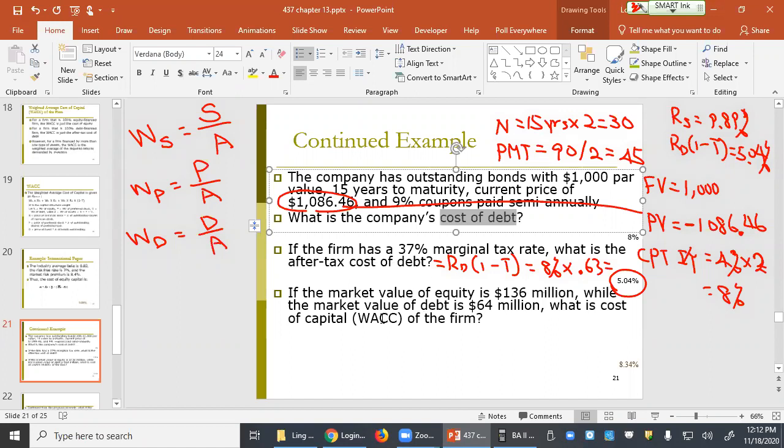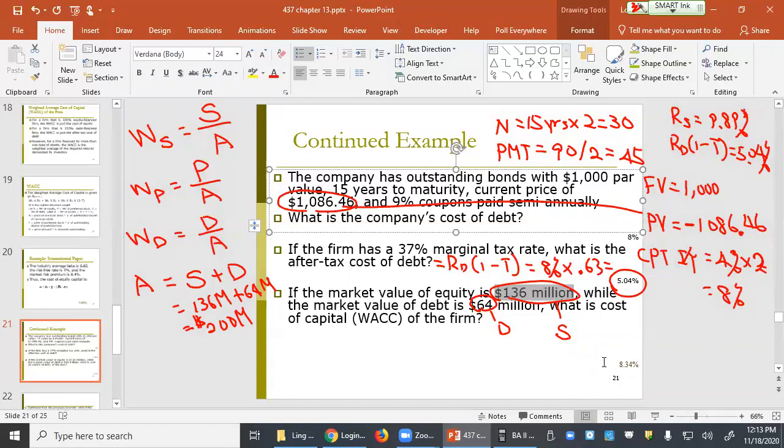Okay, let's continue. The market value of equity is $136 million, so this is our S, market value of equity. The market value of debt is $64 million. So this is capital D. That tells us that A, the market value of assets, is the sum of market value of equity and market value of debt. So when you add these two numbers together, the market value of assets in this case is $200 million.